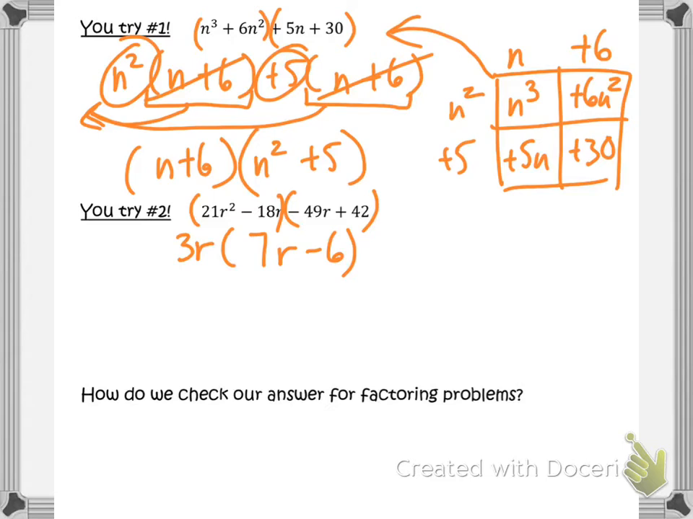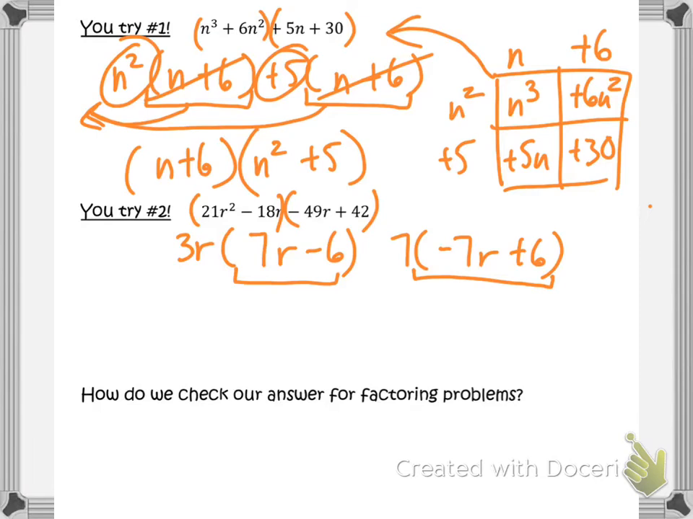Alright, the second term, if I factor out a positive 7, I'm going to get negative 7r plus 6. Darn, I can't do step 3 because this does not look like this. Would you know how to change it? Think about it.